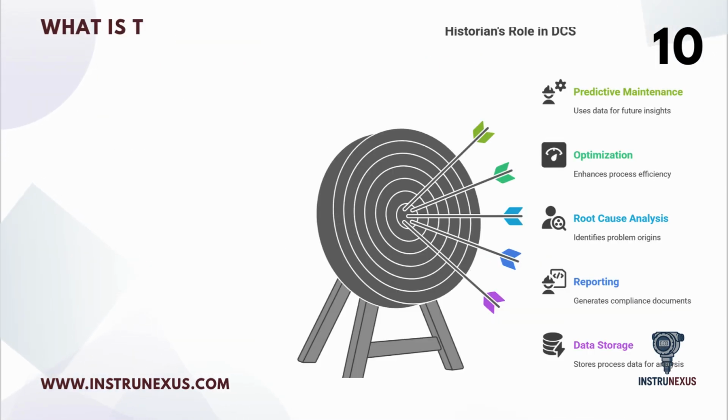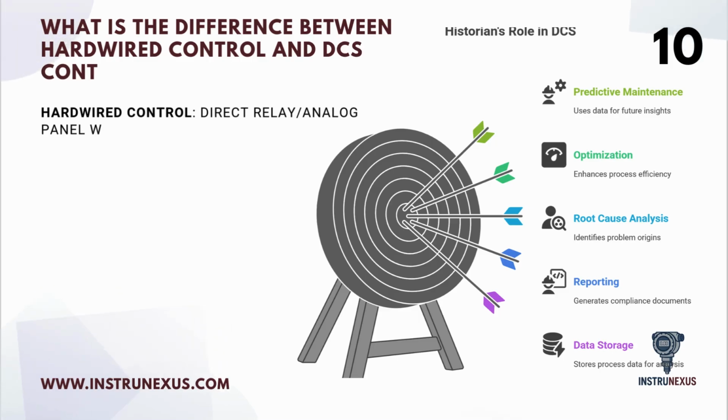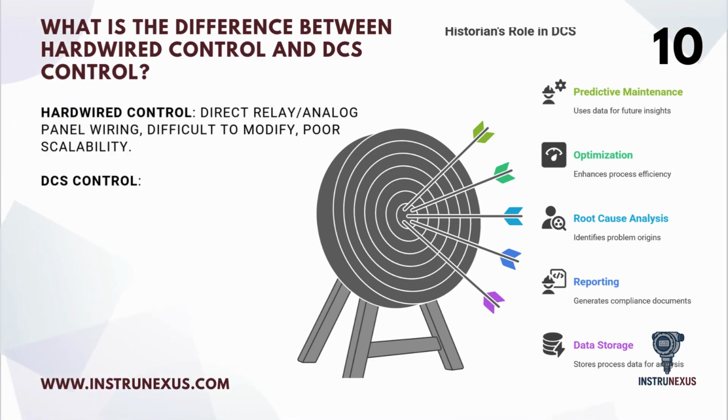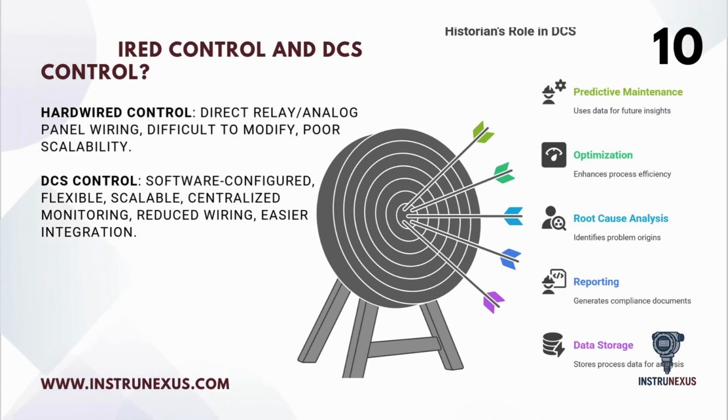What is the difference between hardwired control and DCS control? Hardwired control, direct relay/analog panel wiring, difficult to modify, poor scalability. DCS control, software configured, flexible, scalable, centralized monitoring, reduced wiring, easier integration.